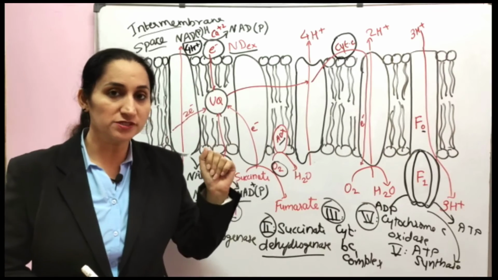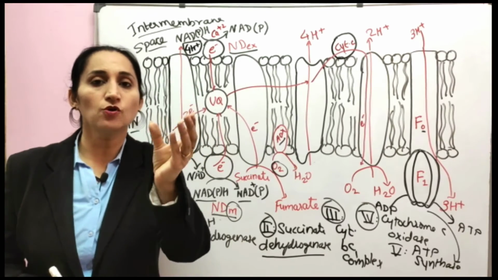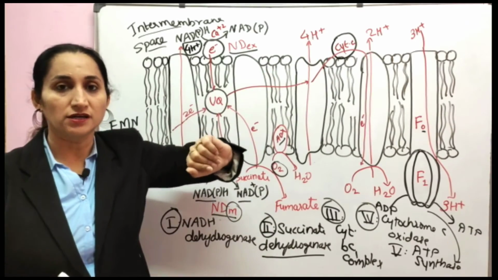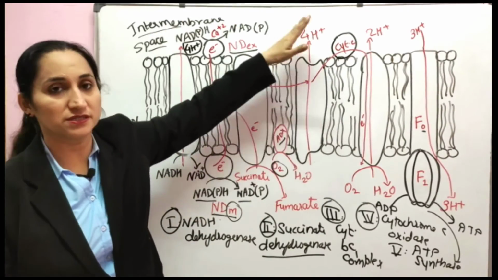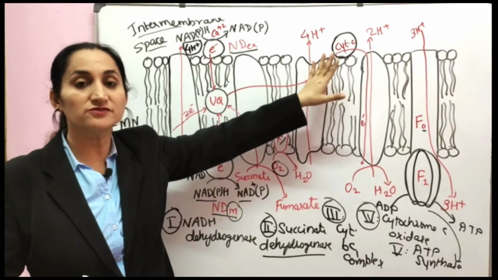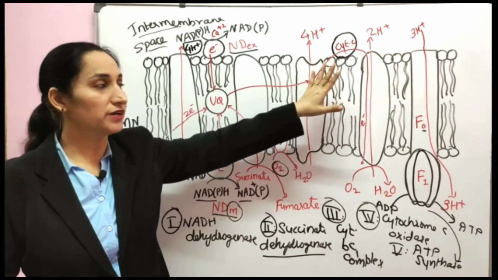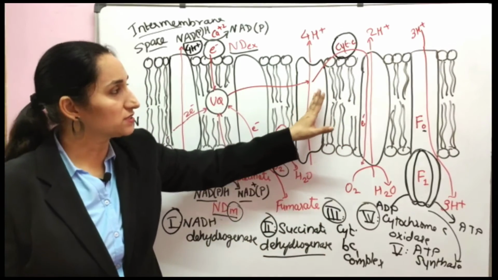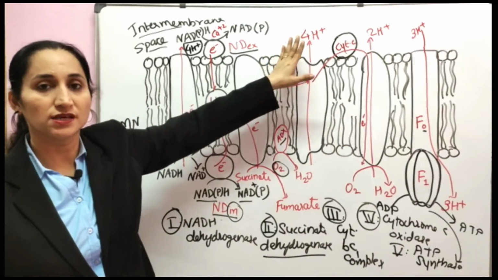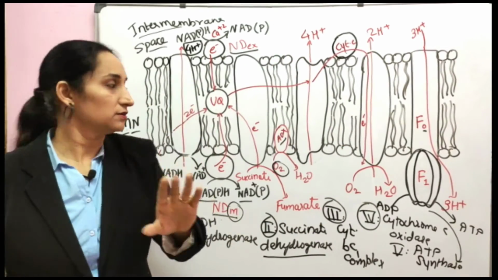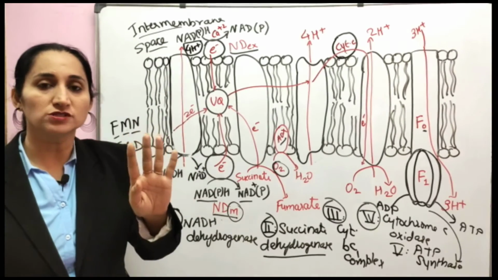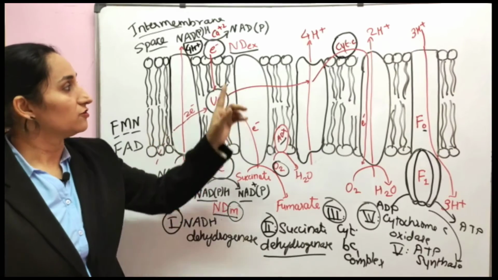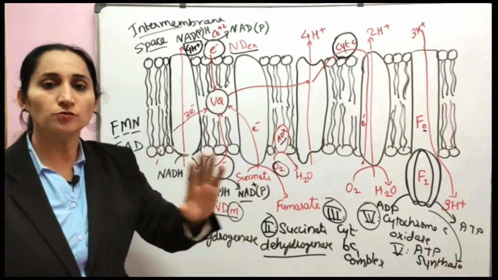Now what is this cytochrome C? Cytochrome C is a small protein on the inner membrane of the mitochondria towards the intermembrane space. This cytochrome C serves as a mobile electron carrier between complex 3 and complex 4. In complex 3 also, 4 protons are pumped per electron pair. In complex 1, 4 protons were pumped from the matrix to the intermembrane space per electron pair, while in the second complex, no protons are pumped.